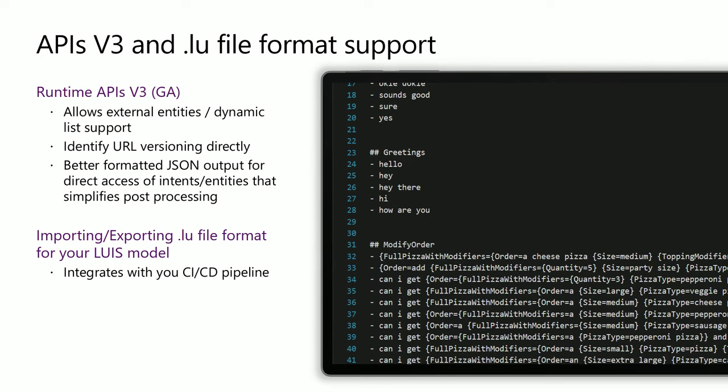So you can pass on external entities, you can personalize your list in real time. If I have my personal playlist, you can add that and process your model against my specific playlist to do that. You can access different versions directly through URL. Previously you could publish to a production and staging model. Now you can publish multiple versions, so you can better streamline your development cycles. And the JSON output is much better formed for you to be able to consume later on.